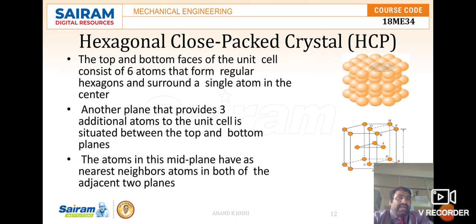These atoms are mid-plane and have nearest neighbor atoms in both of the adjacent planes. So they are very neighboring atoms which are closer to the two planes, top and bottom. We can consider this hexagonal plane. Just observe this hexagonal plane. I have expanded it in this way and shown it like this. Okay, next.